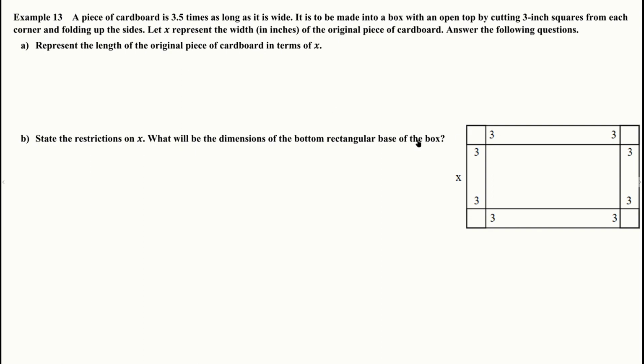Let x represent the width of the original box. So it's from here all the way to here, okay? And now we want to answer the following. Represent the length of the original piece of cardboard in terms of x. So look, from here to here, it's x. Now we know that the length is 3.5 that. So the length here, this is the width, right? So the length is going to be 3.5x.